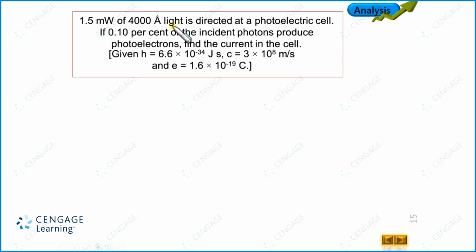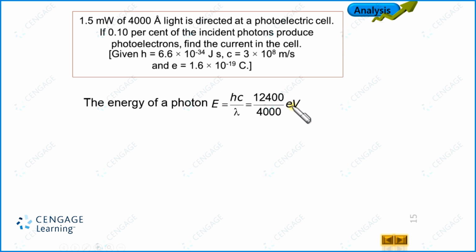From this wavelength, we can find the energy of the photon. We know the formula for the energy of a photon is h c divided by lambda. We know the multiplication of h and c is 12400, and if we substitute the value of lambda in angstrom, we will get this value in electron volt. So let us substitute. Okay, we can change this energy into joule by multiplying by the electronic charge, 1.6 into 10 to the power minus 19. So this is the energy in joule.